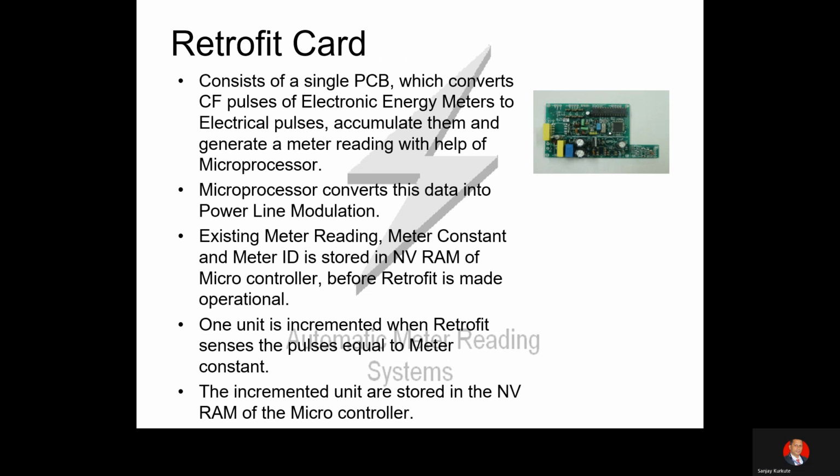Let us come to the next thing, that is the PCB. Okay, so it is a single-sided PCB for electronic energy meters. And here we can have the retrofit sensors, with pulses equal to the meter constant, like this.